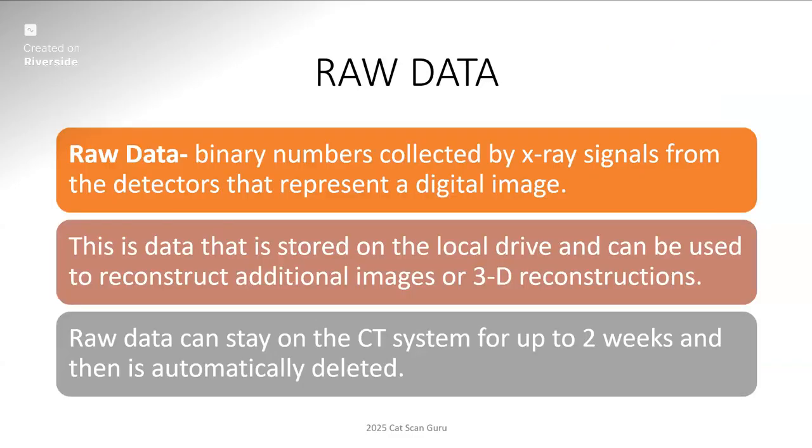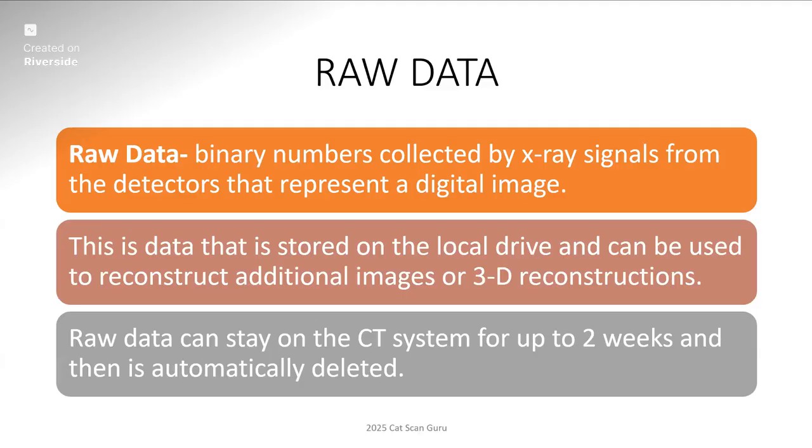Now, your raw data. These are the binary numbers that are collected by the X-ray signals from the detector that represent your digital image. This is the data that's stored on your local drive. And if you need to go back and access it, you can reconstruct additional images. So you can create another sagittal, coronal, another axial data set, a little bit thinner to make a 3D reconstruction. Whatever it is you need, your raw data is there so you can do it.